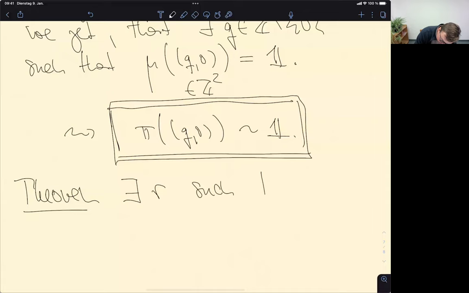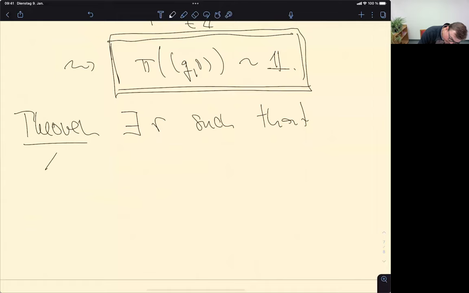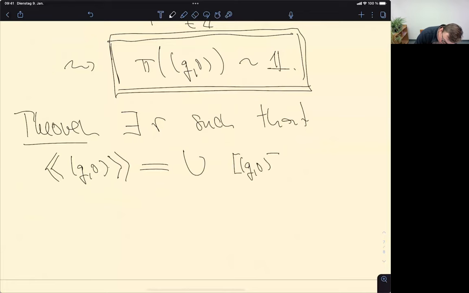such that the normal subgroup generated by Q, comma, zero is contained, or is actually equal, to the union of, I take this notation for the conjugacy class, so I take the j's power, j from zero to R.